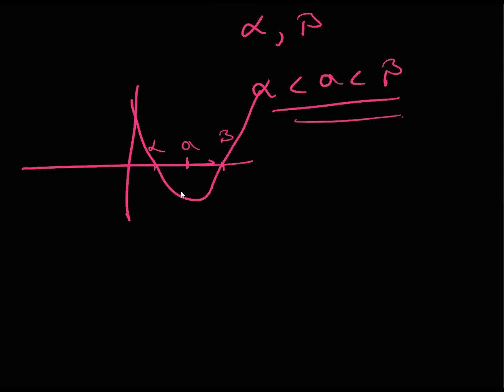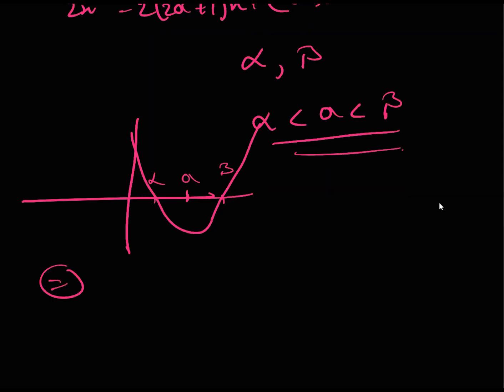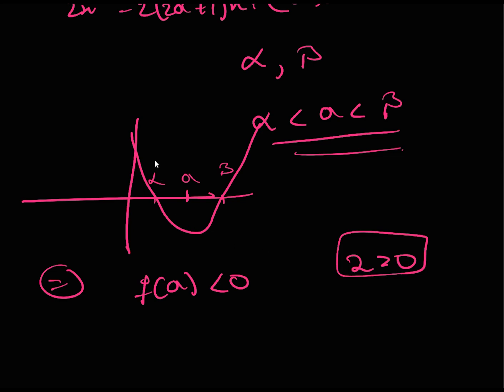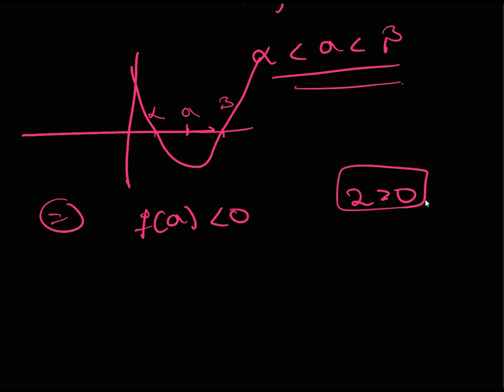Here we will get two conditions. One, f of a should be less than 0. Since 2 is greater than 0, the coefficient of x square is greater than 0, so the graph will be like this. Therefore, f of a should be less than 0. And the other one is the discriminant should be greater than 0, because we have two roots.